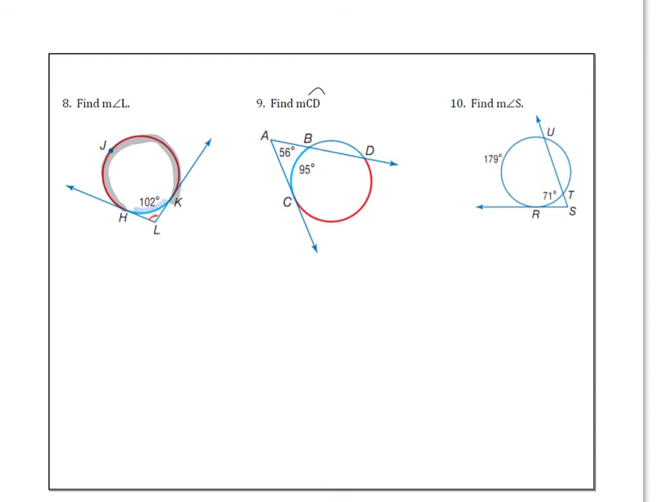So when your two chords or secants meet outside of the circle, like they do, L right here is outside of the circle, you take big arc minus little arc and divide by 2. So that's what we're going to do.